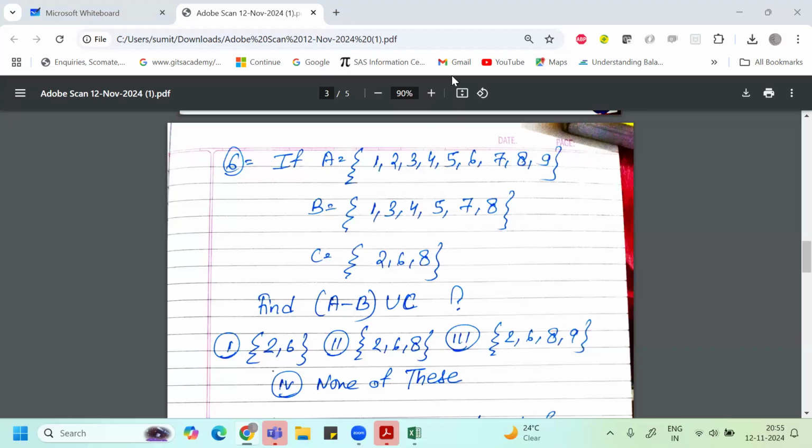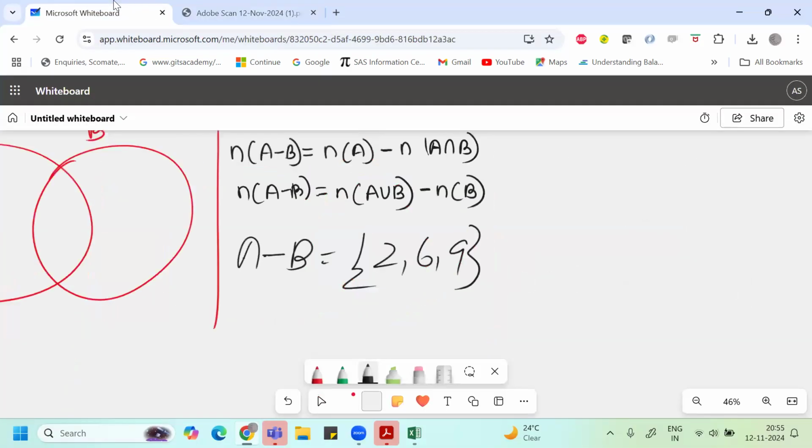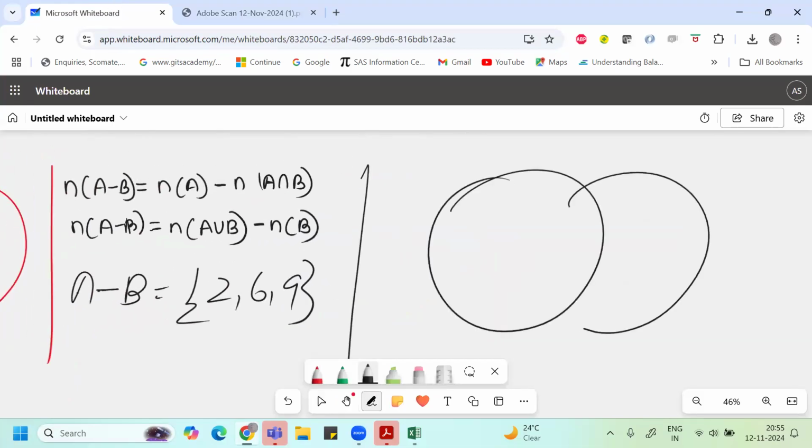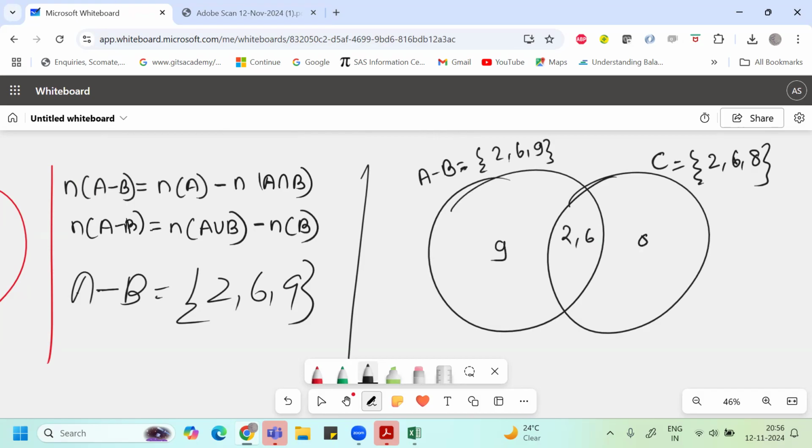So A minus B is 2, 6, 9. What is C? 2, 6, 8. Okay. So assume this is one set, and this is another set. A minus B includes the elements 2, 6, 9. Now there's another set called C. C includes 2, 6, 8. So I can write 2 and 6 here, this is 9, and this is 8.